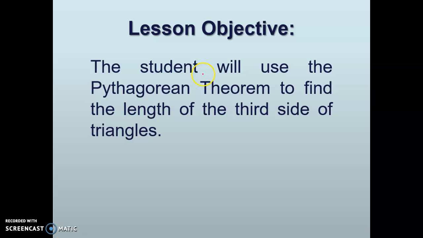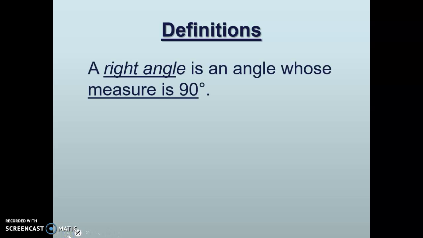Today, your objective is that you will use the Pythagorean theorem to find the length of the third side of triangles. Let's go over some definitions, a quick review back to geometry. Don't forget that a right angle is an angle whose measure is 90 degrees. This would form the shape of an L, although this is not a perfect 90 degrees.